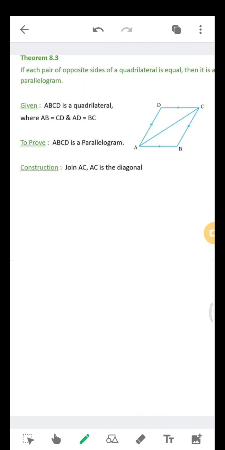It's saying that if each pair of opposite sides of a quadrilateral is equal. Imagine ABCD is a quadrilateral in which AB is equal to DC and AD is equal to BC. Then it is a parallelogram. So this is not yet a parallelogram. It's looking like a parallelogram, but we have to prove that it is one. So for that I'll join AC. AC is the diagonal here.